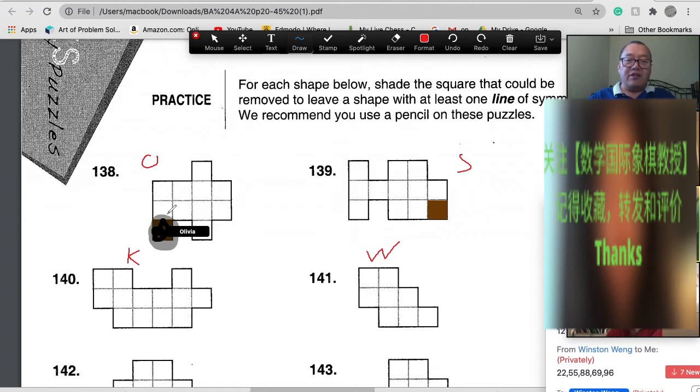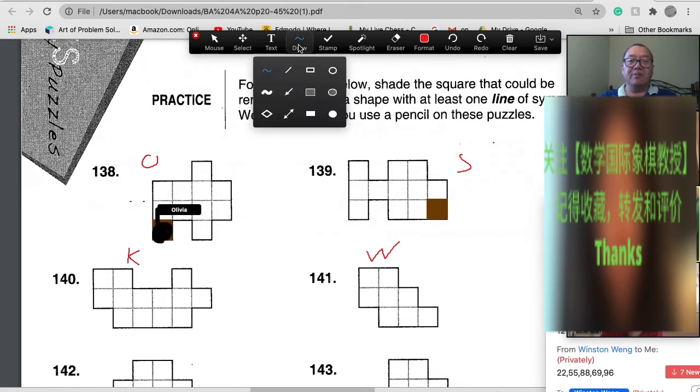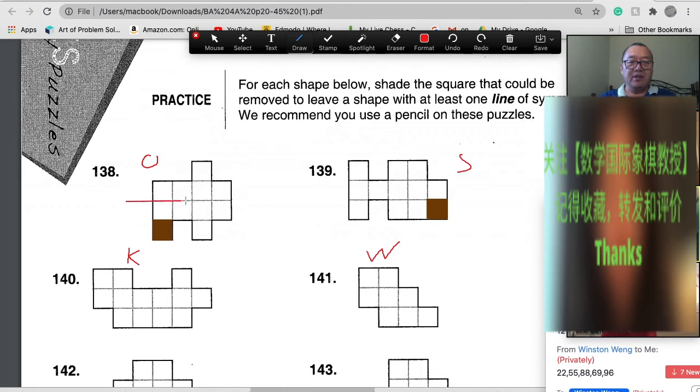Okay, you just found which square you can remove, then make the shape have at least one line of symmetry. Now let's say if you remove this one, then you have one line of symmetry, and that will be like this. If you take this one away, then you have this line of symmetry. That's good. Kimberly, remove this one, then you have this line of symmetry, and also this line of symmetry.